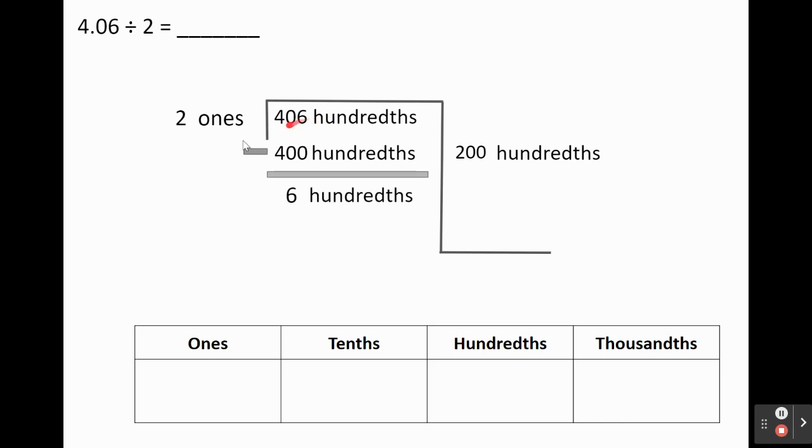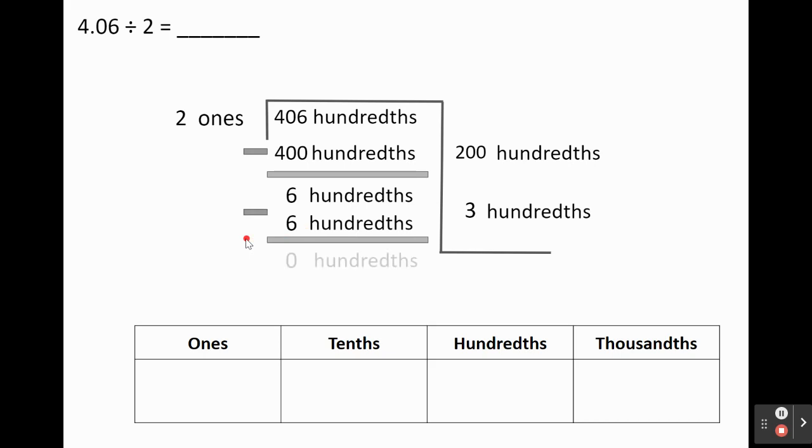Now we're going to ask ourselves, what can we multiply by 2 to get closest to 6 without going over? Well, 2 times 3 gets us 6. Notice we're still in the hundredths place, so we want to label both of these numbers as hundredths. Now let's subtract. 6 hundredths minus 6 hundredths is 0 hundredths. We know we're done dividing when we have a 0 here.